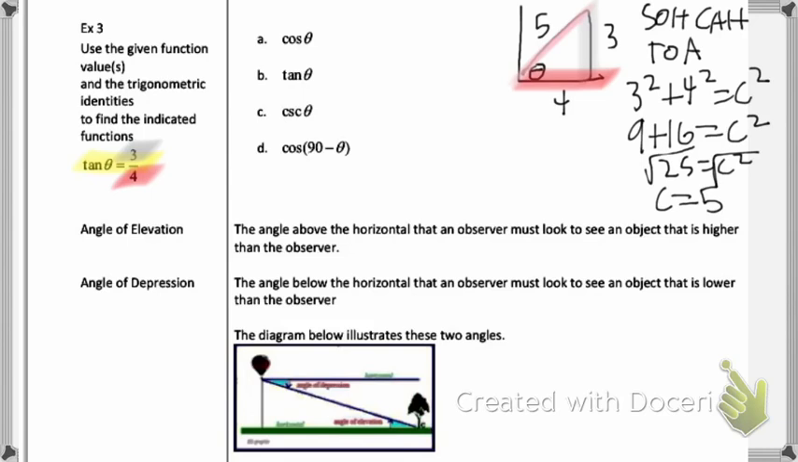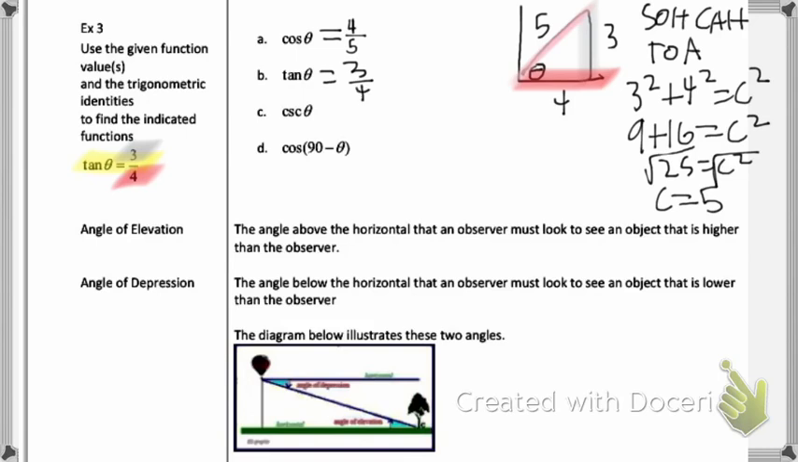Now let's find cosine of theta. Remember from SOHCAHTOA, cosine of theta is adjacent over hypotenuse. So it'll be 4/5. Tangent of theta is opposite over adjacent, and it's already given what tangent of theta is, so we just write here 3/4.